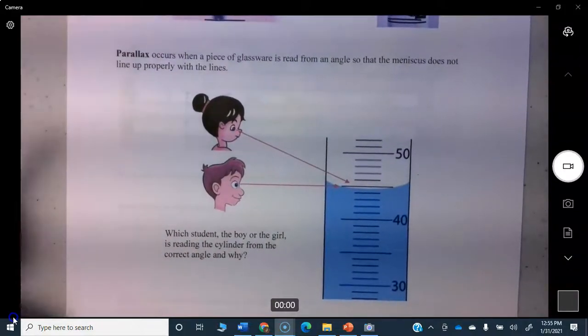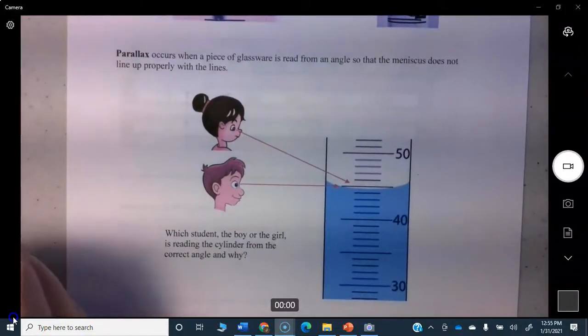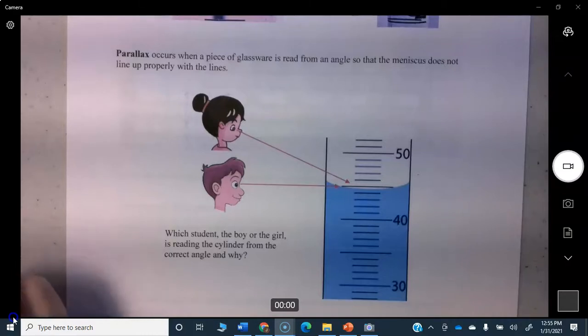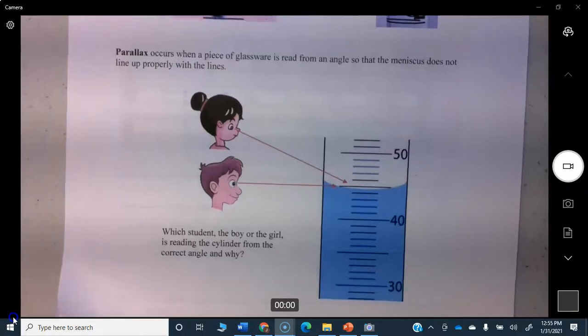Hopefully this one's not too hard. Parallax. Parallax is when you don't read your glassware straight on. So it occurs when a piece of glassware is read from an angle, so the meniscus does not line up properly with the lines. So which student, the boy or the girl, is reading the cylinder from the correct angle and why? So I think you can answer that one. So go ahead and just write that explanation out there. All right.